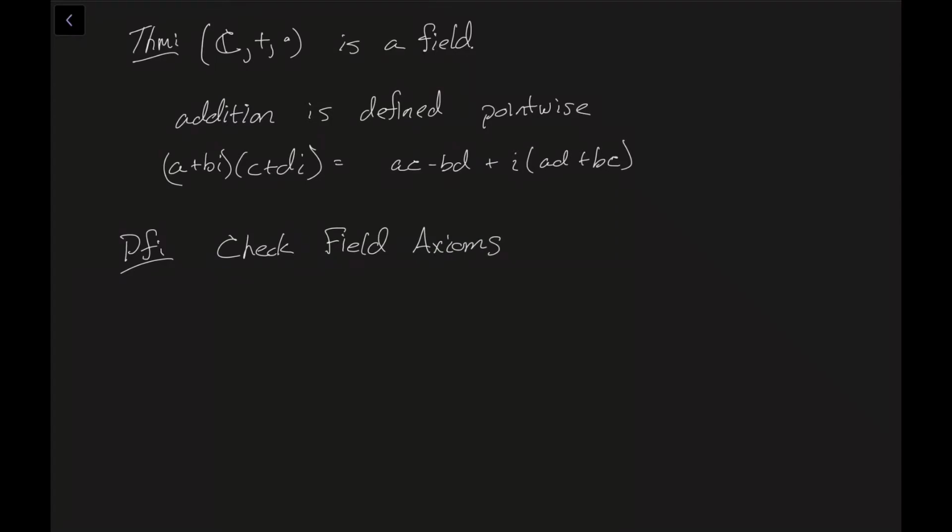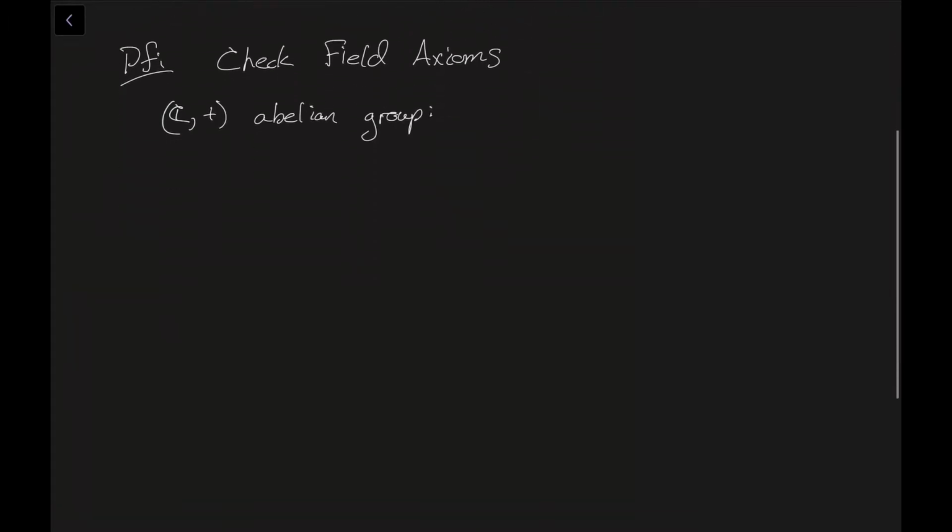So we're going to start by proving that the complex numbers with addition form an abelian group. Let's start by checking what I like to call property 0, the closure property. We just want to make sure that if we add two complex numbers, we still get a complex number out.